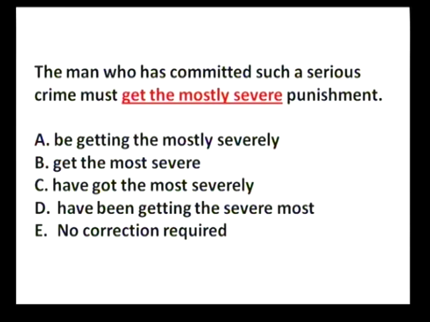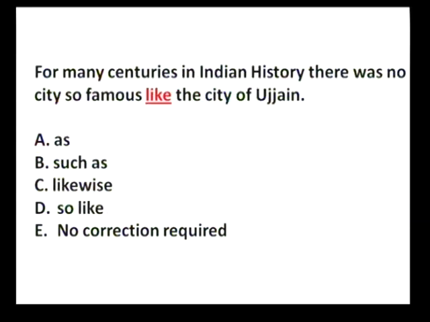The man who has committed such a serious crime must get the mostly severe punishment. Options: must be getting the mostly severe, must get the most severe, have got the most severely, have been getting the severe most, or no correction required. And the correct answer is B, must get the most severe punishment. Mostly is a wrong word here.